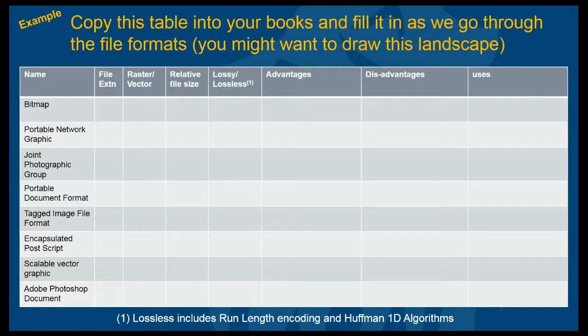Now, I would like you to do exactly what I've done here and create a table, either on a piece of paper, in your books, or even on a computer if you wish, using the names down the side here: bitmap, portable network graphic, joint photographic group, portable document format, tagged image file format, encapsulated PostScript, scalable vector graphic, and Adobe Photoshop document.